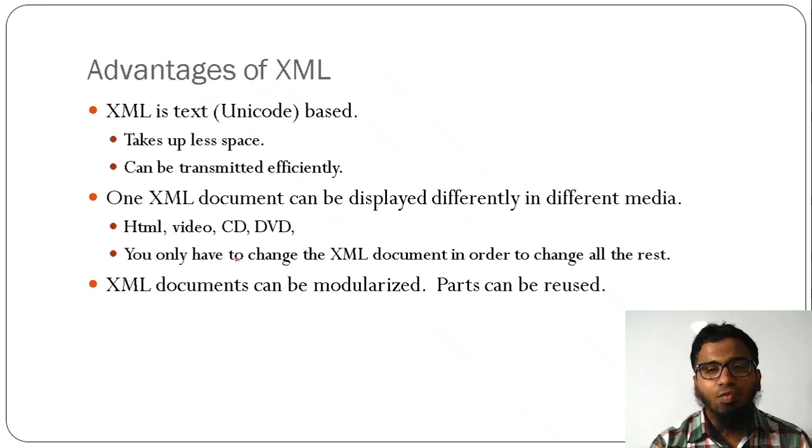So what is the advantage of XML? The main important thing, XML is text, Unicode. Okay, Unicode is some of the codes that are there. This is Unicode. Take up less space, can be transmitted efficiently. Means it will take less space, and whenever you want, you can transmit from one application to another application. One XML document can be displayed differently in different media.